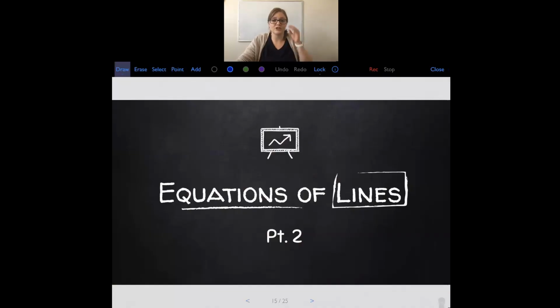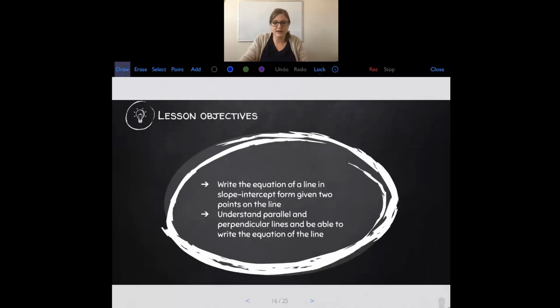We're going to continue on in our topic of equations of lines. This is part 2. In this part, we'll continue to learn to write the equation of a line. In this case, we'll be given 2 points on a line, so 2 ordered pairs. And we're also going to discuss horizontal and vertical lines.